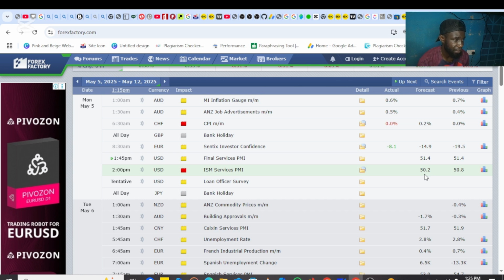This is the fundamental analysis. This means this news will be bearish, and it is an expected figure. It's not an accurate figure. It can change when the news is released. This figure is the forecast figure. Since this figure is lower than the previous one, we are expecting the news to be bearish.